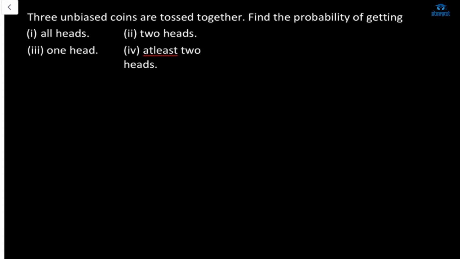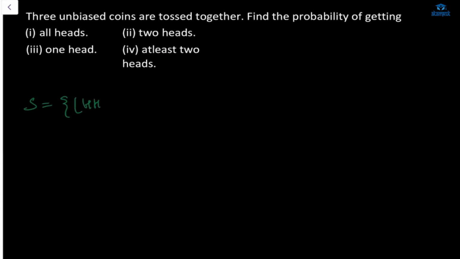Now 3 unbiased coins are tossed together. Find the probability of getting all heads. Okay, so first of all we should write all the sample space. What are the possible outcomes of this event? Okay, so if I'm writing the sample space, what will it be here?